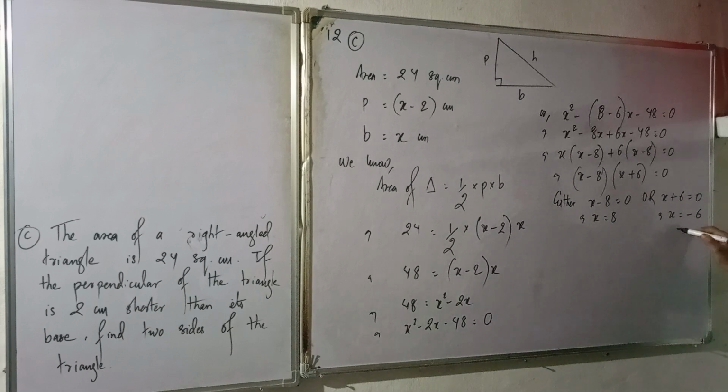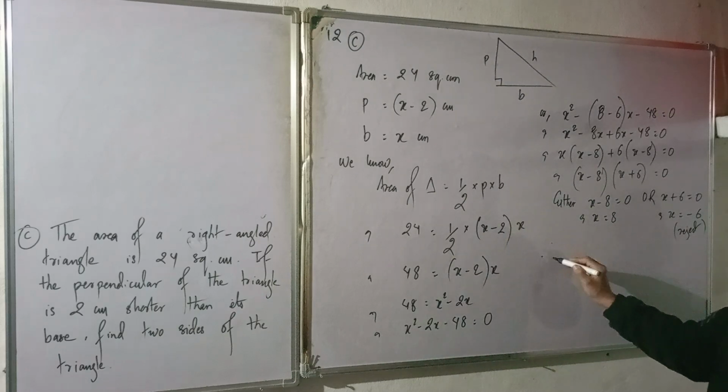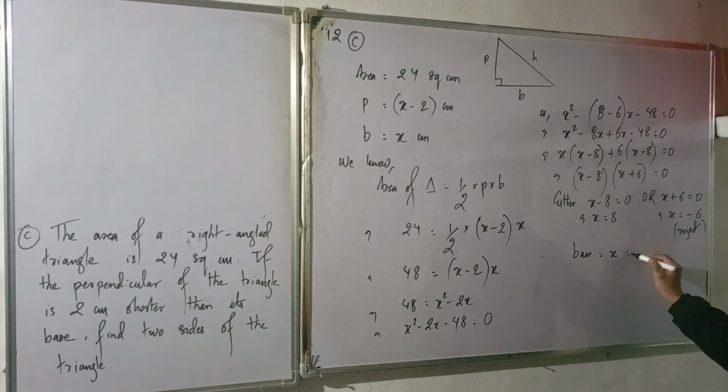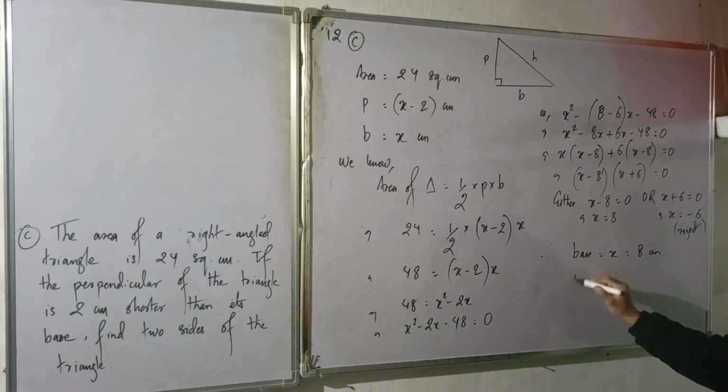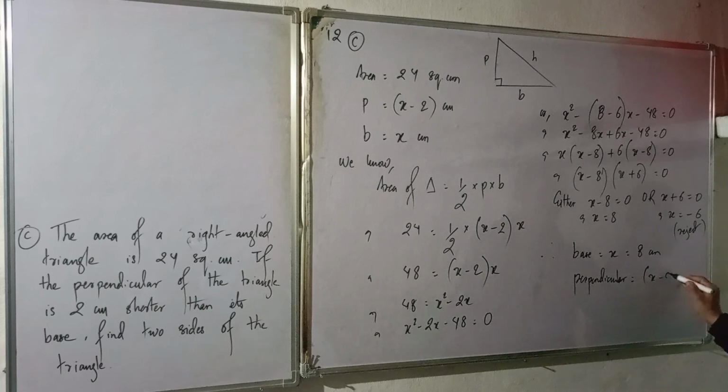Now you reject the value of x if it is negative. Now here, to find the two sides of the triangle: the base we have considered as x centimeters, which will be 8 centimeters, and the perpendicular we have considered as x minus 2, which will be 8 minus 2, that is 6 centimeters. And this is the answer.